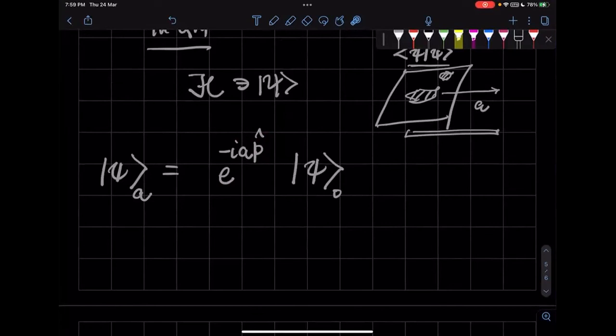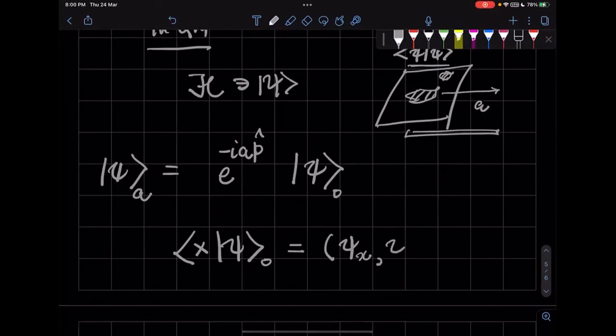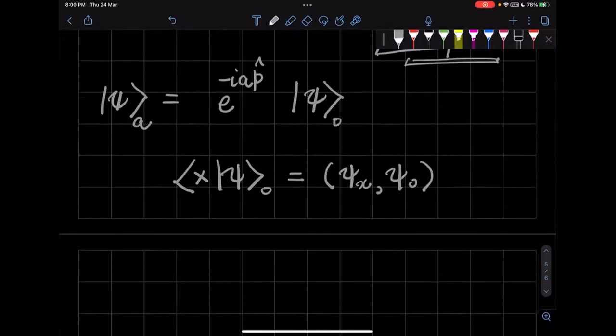It's not very hard to show that if I now look at psi in the position representation, so I take my position basis and do an inner product, and if you have done quantum mechanics with me, this is the inner product of the position eigenstates with the state of the system. So this is going to be a function of x. This is what we call the wave function.